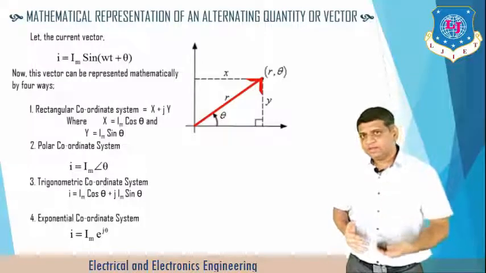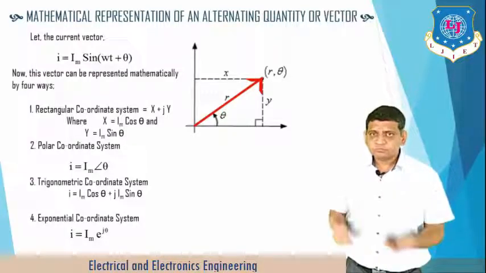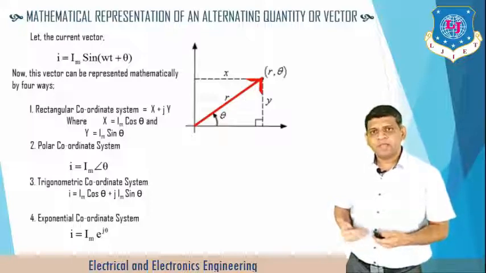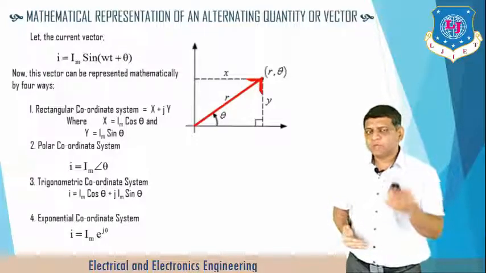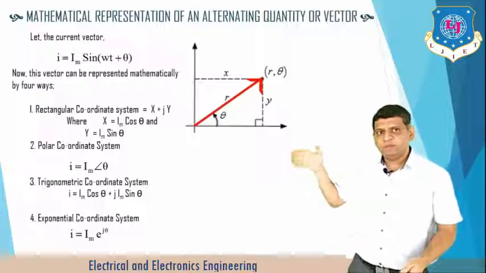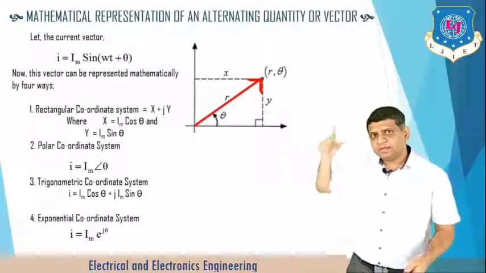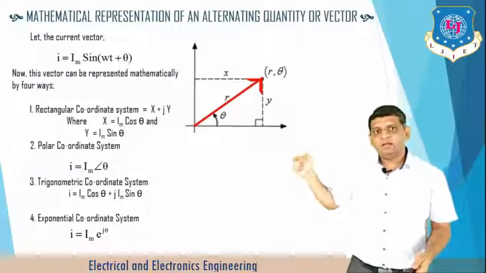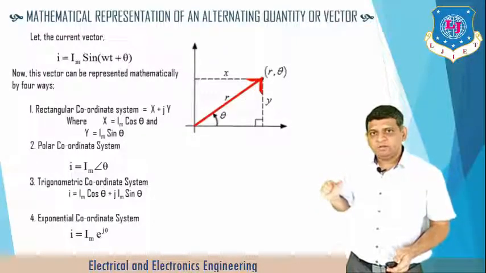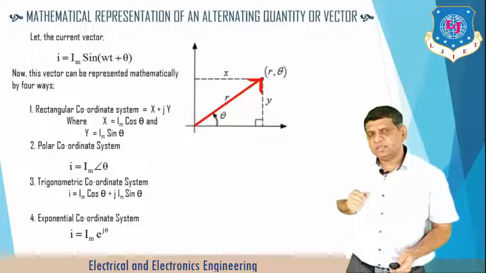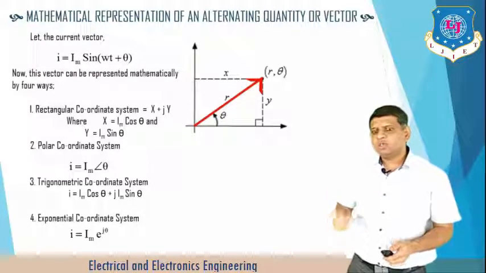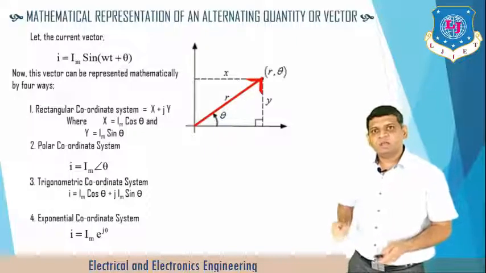So if we define this particular term in polar coordinates, I is equal to Im having the angle of theta. So you can see in this figure r and theta, the resultant vector you can see with the red line, which is the resultant vector r having the angle of theta, right? And the x and y components you can see here, so x is represented as Im cos theta and y is represented as Im sin theta, right?